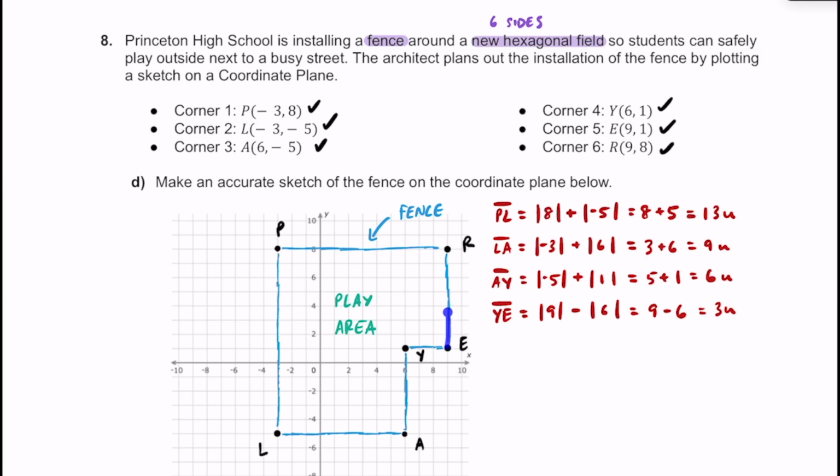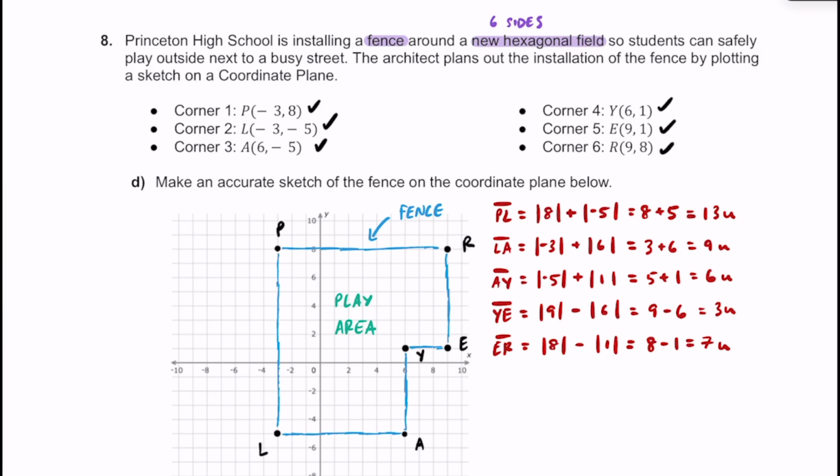Next, we have from E to R. These are also in the same quadrant. E is going to be at +1 here, and R is at +8. So same quadrants. So let's go from the absolute value of 8, that's the larger absolute value, minus the smaller one, which is 1. That's going to be 8 minus 1. That's going to be 7 units apart from E to R.